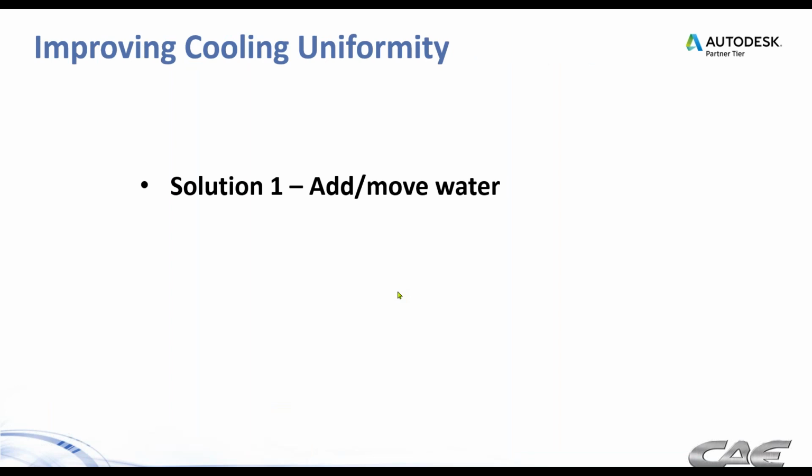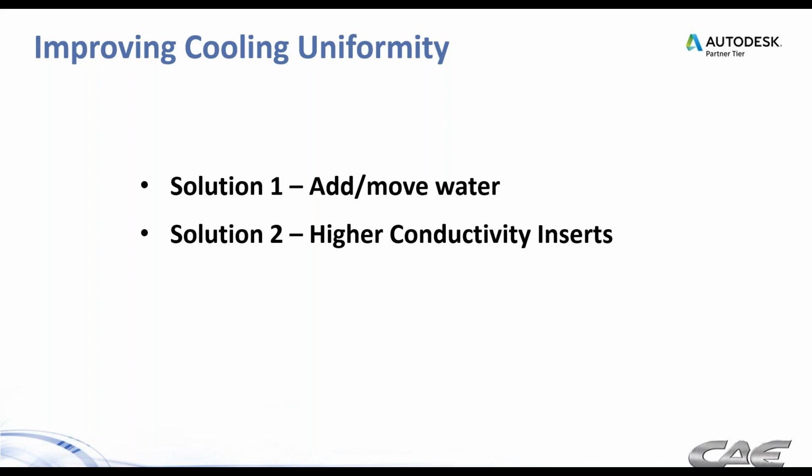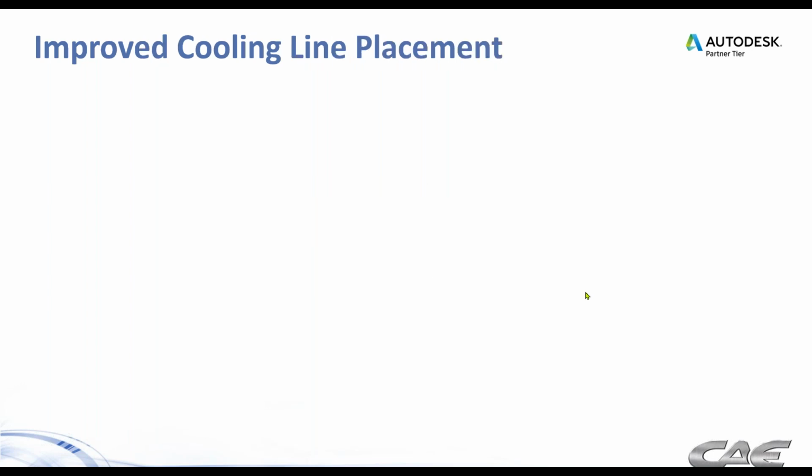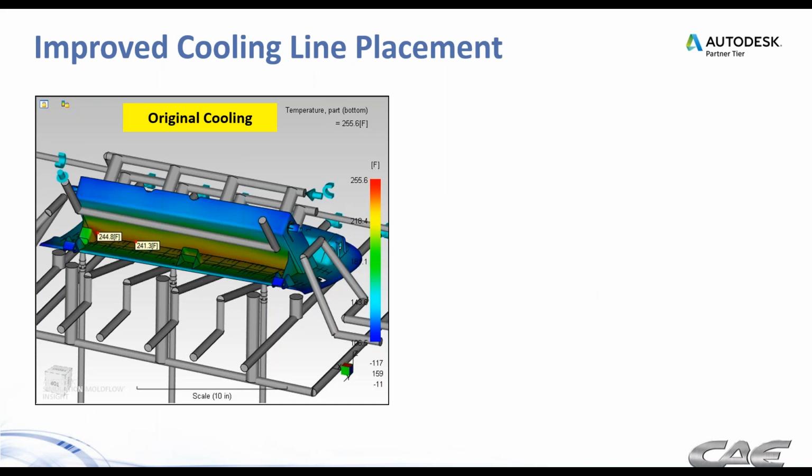So the first solution is going to be add or move water lines around. A second solution would be to add higher conductivity inserts. And a third solution would be conformal cooling. So we'll talk about each one of those. So, improved cooling line placements. This is an example I've shown many times, but it's a great illustration of the issue here.